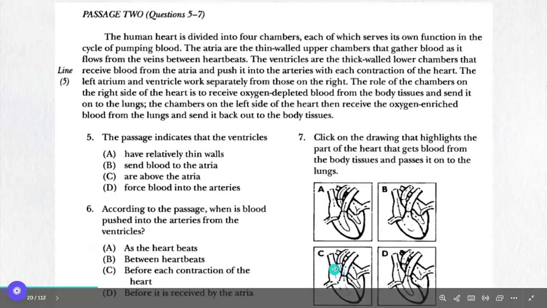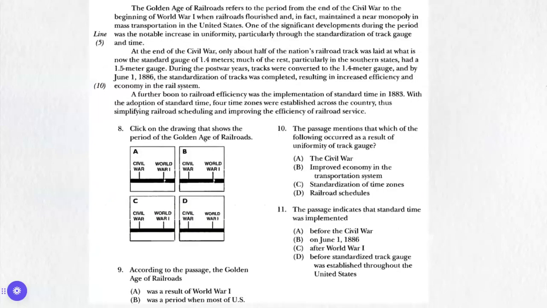We can really see the arrows because of the copy, but don't worry about this. Let's do another one. The text is a little bit longer, but again, focus on the specific parts of the text and the keywords in the question. It says, click on the drawings that show the period of the golden age of railroads.